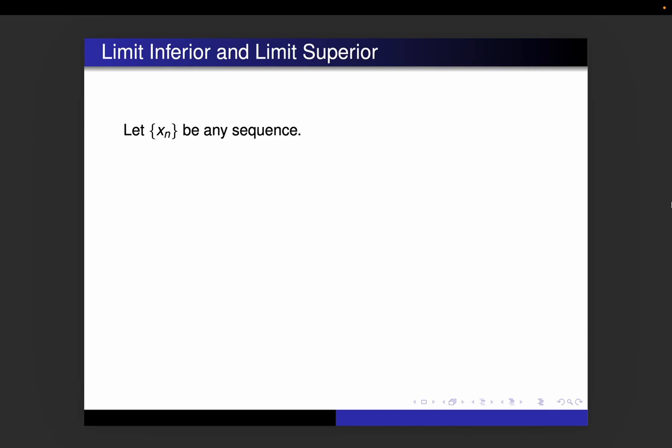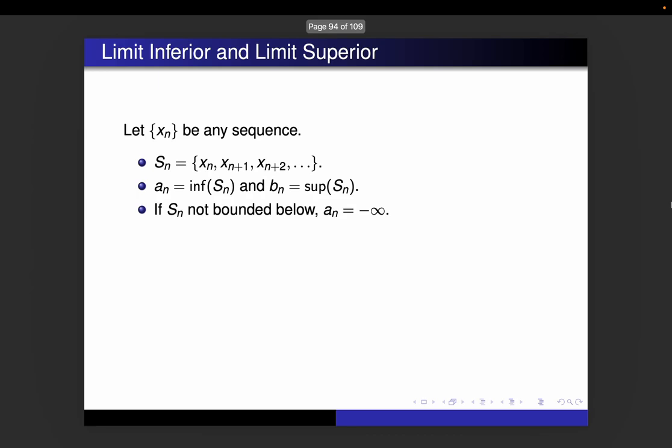All right, so now I want to move into talking a little bit about our limit inferior and limit superior. If xn is any sequence, remember our Sn. How can you forget? It's been following us for a while. An is equal to the inf of Sn, and Bn is equal to the supremum of Sn.